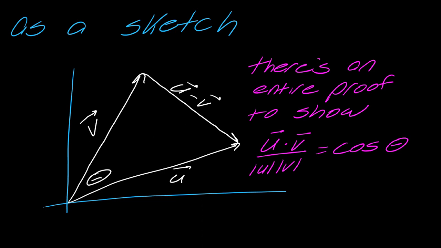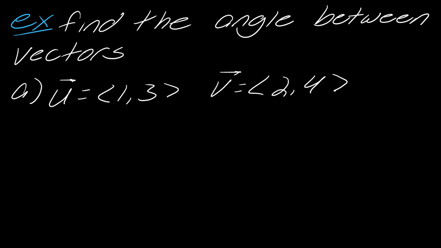There is an entire proof to show why this works, though I'm going to omit this for now just to keep this video shorter. Though if I get any requests to show that proof, I love making proof videos, so I would happily make it. You can just leave me a comment if you're interested in seeing that. Okay, so let's just work on finding the angle between the vectors. So I've got two random vectors here.